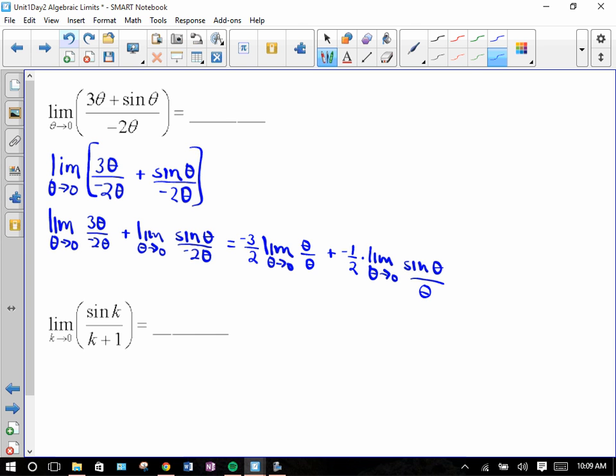Alright? I see something that makes our life a little bit easier. Let's go through this. We have negative 3 over 2 times, what's theta over theta? 1. So it's the limit as theta approaches 0 of 1. What's the limit of that? That's really a 1, so the limit is 1. Plus negative 1/2 times, what's the limit of sine theta over theta? 1.